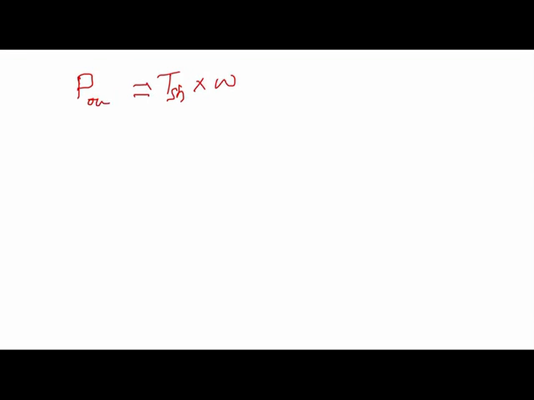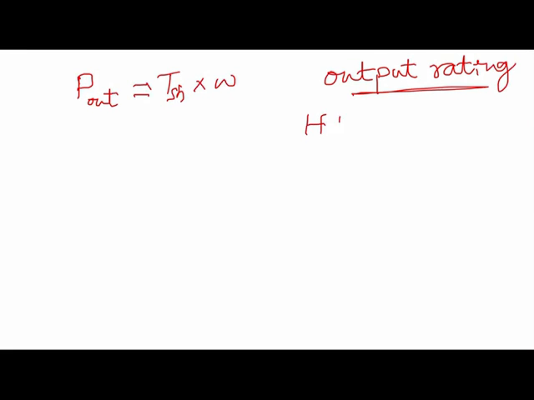Net power output of the DC motor is nothing but the output rating of the DC motor. If any motors are rated in power, that power represents the net output power of the DC motor. Generally this net output power is expressed in horsepower, HP.